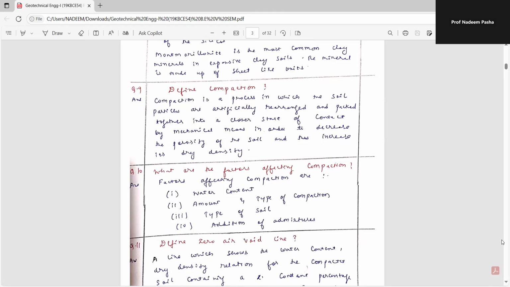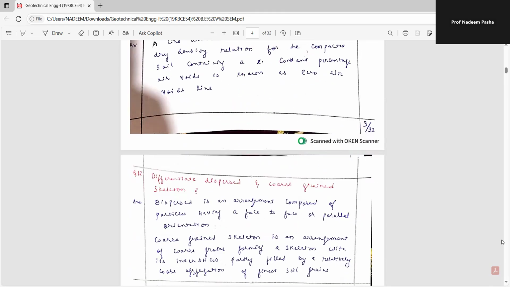So, what is compaction? Compaction is a process in which the soil particles are artificially rearranged and packed together into a closer state of contact by mechanical means in order to decrease the porosity of the soil and thus increase its dry density. What are the factors affecting compaction? Factors affecting compaction are water content, amount and type of compaction, type of soil, and addition of admixture. Define zero air voids line: a line which shows the water content dry density relation for the compacted soil containing a constant percentage of air voids, known as the zero air voids line.